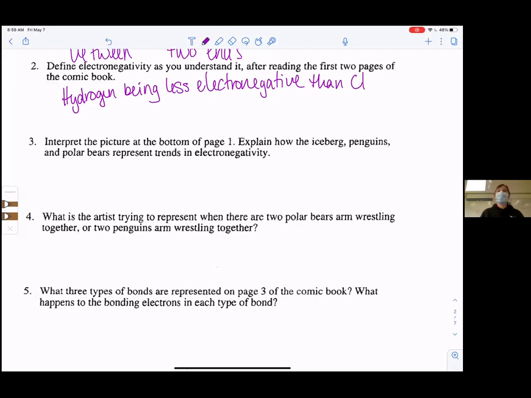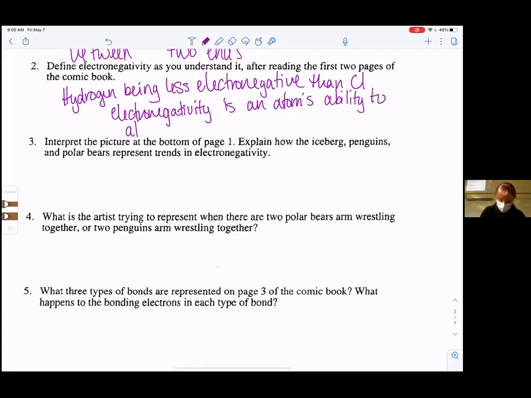What did you have? You're not wrong. Wasn't it, they have the ability to attract more efficiently? Yeah. So the electronegative elements are better at attracting electrons to themselves, right? Electronegativity is an atom's ability to attract electrons to itself, bonded electrons.